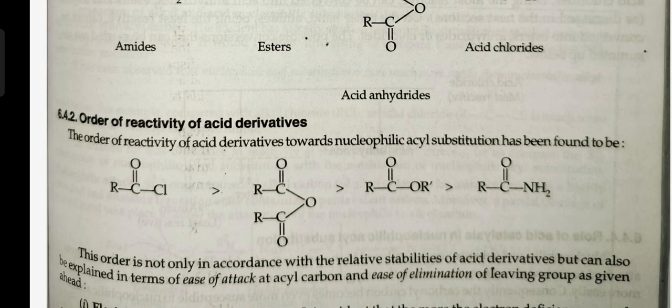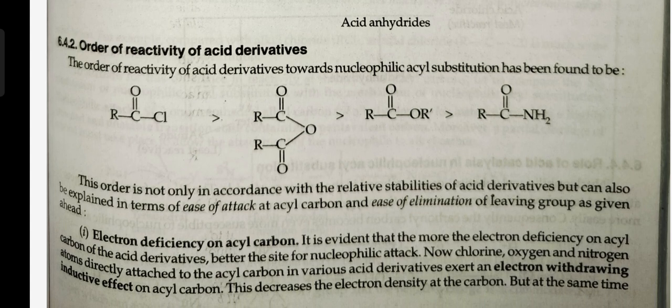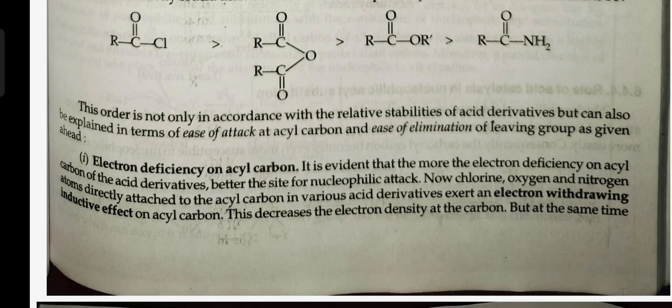Order of reactivity of acid derivatives: the order of reactivity of acid derivatives toward nucleophilic acyl substitution has been found to be acid chloride, acid anhydride, esters, amides. This order is not only in accordance with the relative stability of acid derivatives but can also be explained in terms of ease of attack at the acyl carbon and ease of elimination of the leaving group as given ahead. First, electron deficiency on acyl carbon.